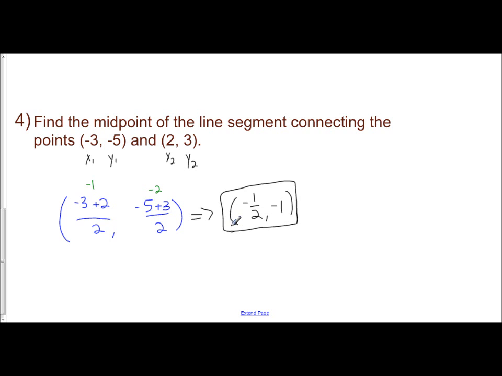And so that's all you do to find the midpoint given two endpoints of the segment: add the x's, divide by 2, add the y's, divide by 2, and that gives you the x coordinate and the y coordinate for the midpoint.